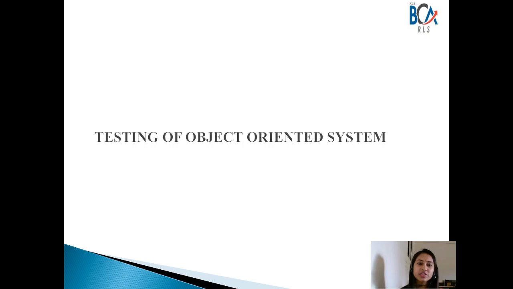So in today's session we will learn what is object oriented system testing. Okay, so I hope everybody knows what is object oriented system now. So you have learned it in your C plus plus programming. So object oriented system is basically uses those object oriented concepts like classes, inheritance, encapsulation, polymorphism and data binding.